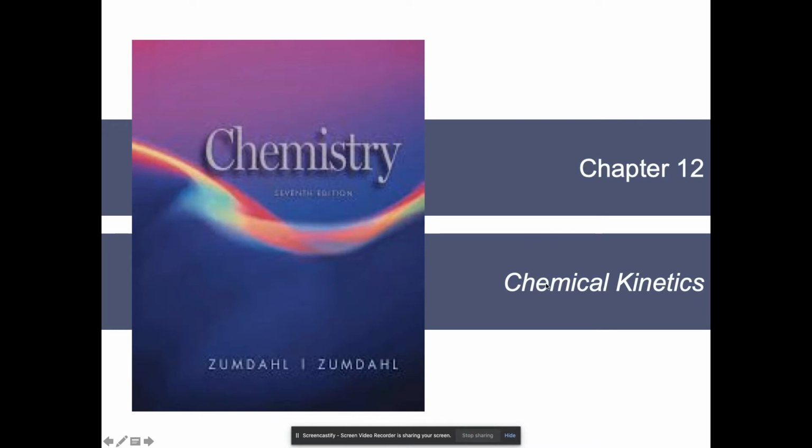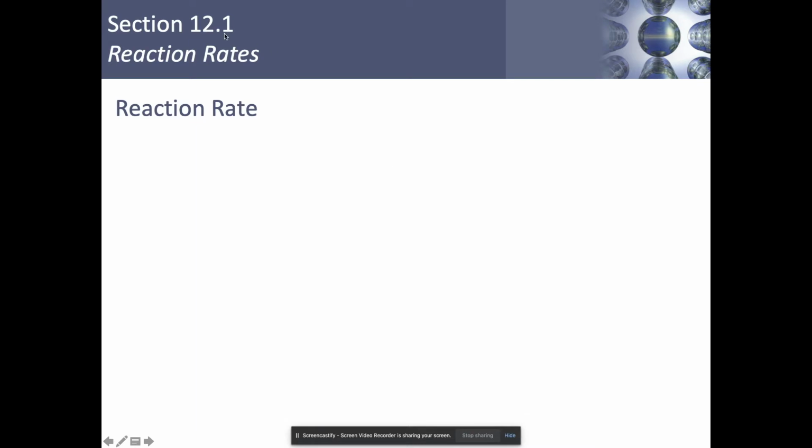Today we're going to be going over chapter 12 in Zumdahl Chemistry, the 7th edition. It's all about chemical kinetics, so let's get started. So section 12.1, reaction rates.